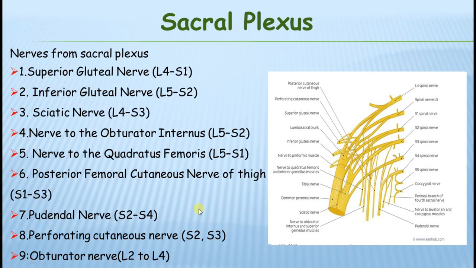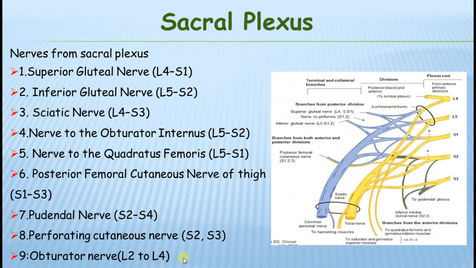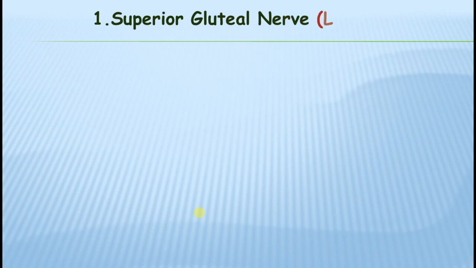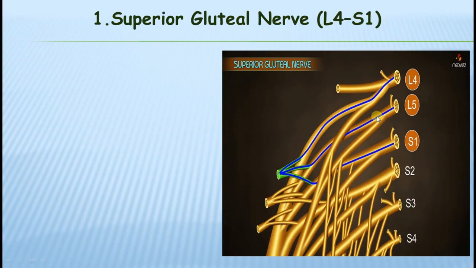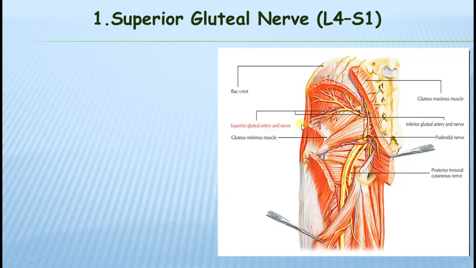Obturator nerve, but this is actually from the lumbar plexus. Obturator nerve is actually from the lumbar plexus L2, L3 and L4. So superior gluteal nerve is L4, L5 and S1. So these 3 mainly form the superior gluteal nerve, carrying fibers from the dorsal branches of the ventral rami of L4, L5 and S1.